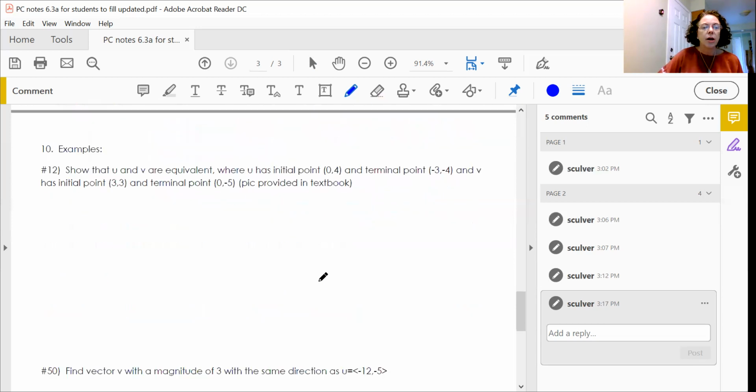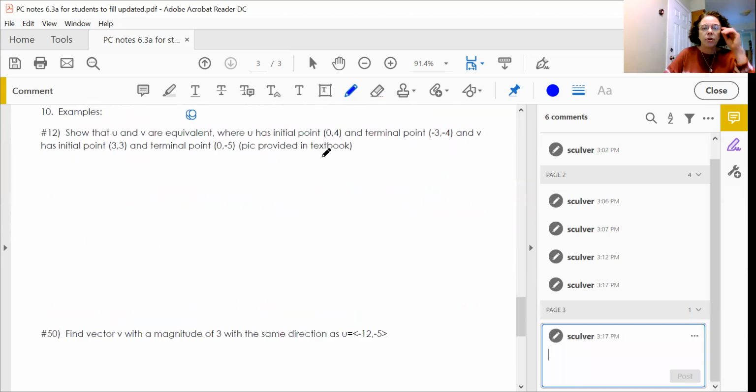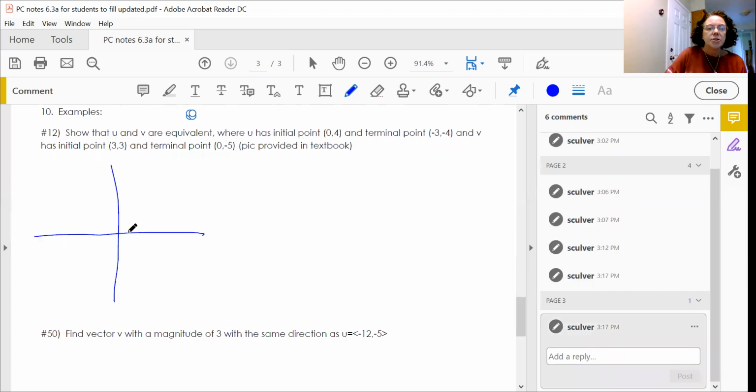Okay, let's do some examples. Number 12 from the book. Show that u and v are equivalent, where u has the initial point 0, 4 and terminal point -3, -4, and v has the initial point 3, 3 and terminal point 0, -5. And there is a picture provided in the textbook, so I'll go ahead and draw that. You know it won't be the best thing you've ever seen, but let's do it. 1, 2, 3, 4, 5, 6.